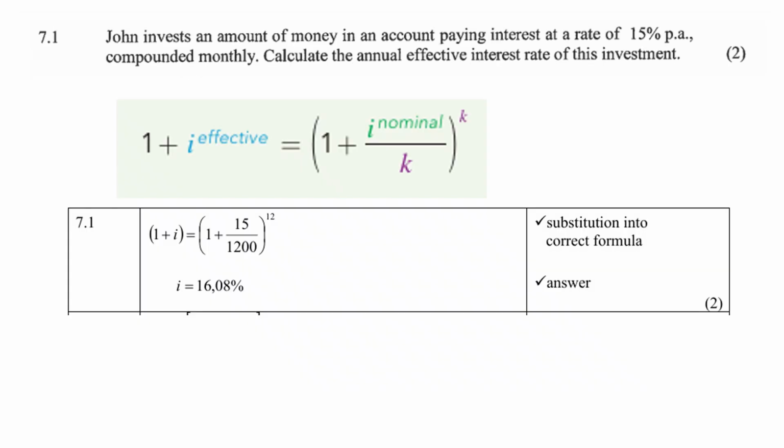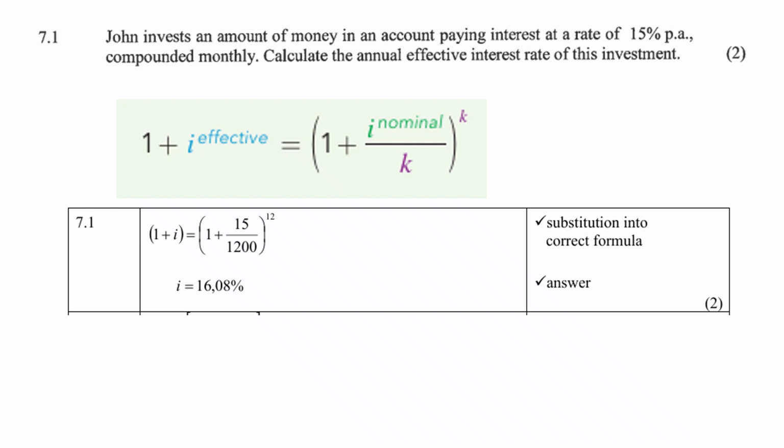7.1. John invests an amount of money in an account paying interest at a rate of 15% per annum, compounded monthly. Calculate the annual effective interest rate of this investment. So you remember the grade 11 formula: 1 plus i effective equals 1 plus i nominal over k, to the power of k. This formula is very important. Then you do your substitution.